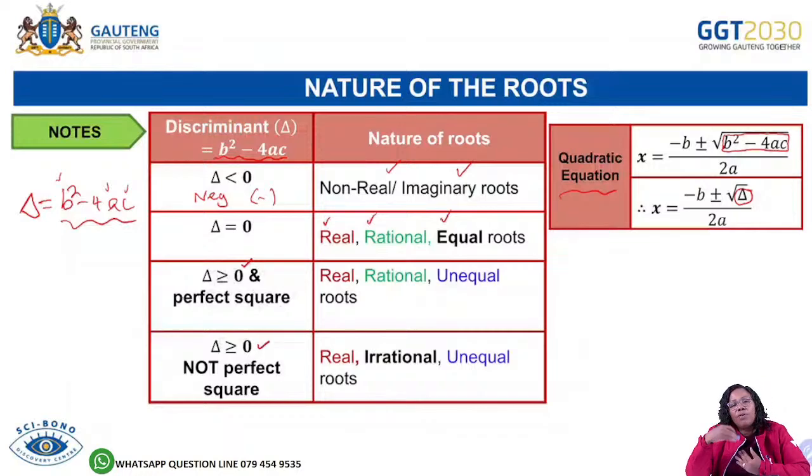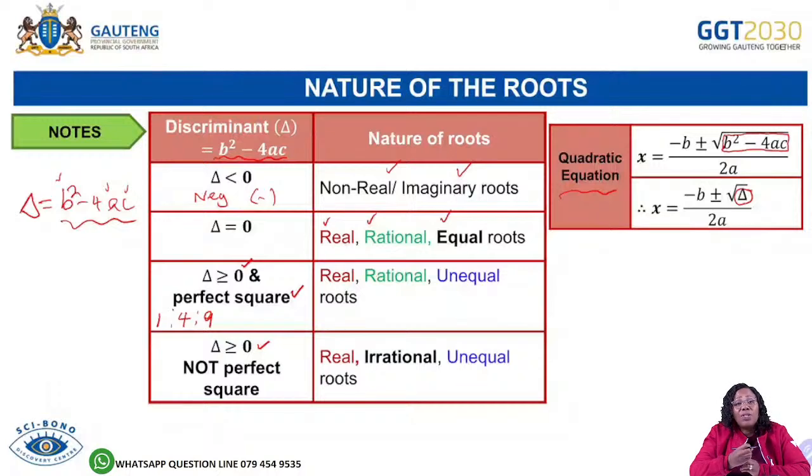And then how do you differentiate them? If your number is a perfect square, when we talk perfect square, we are talking about numbers that have a square root. The square root of 1 is 1, therefore 1 is a perfect square. The square root of 4 is 2, so 4 is a perfect square. The square root of 9 is 3, therefore 9 is a perfect square.